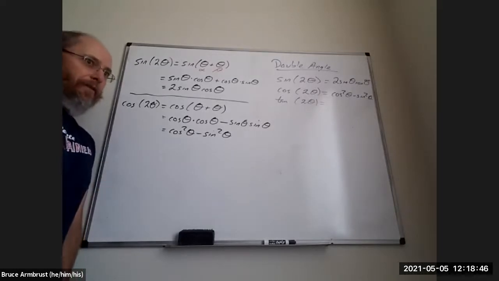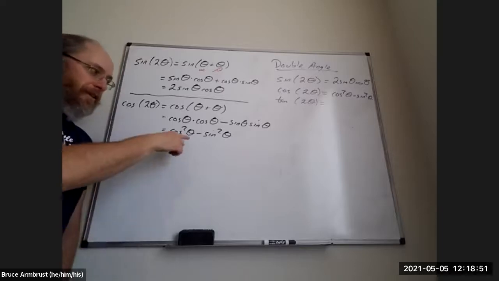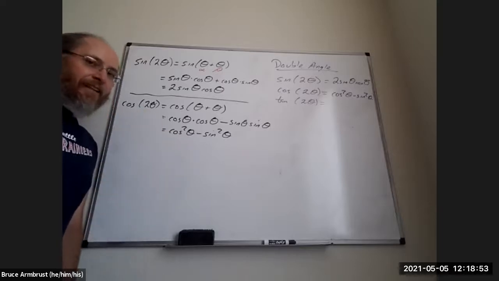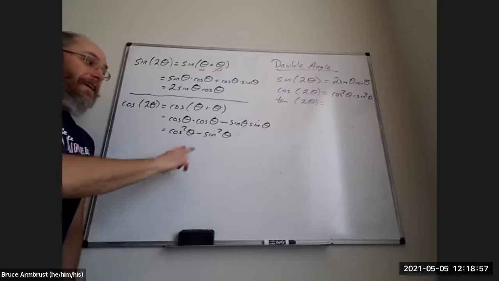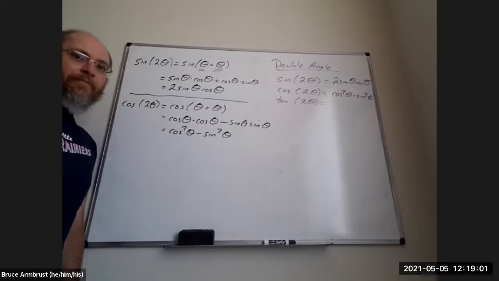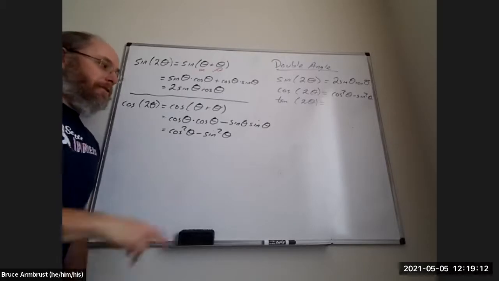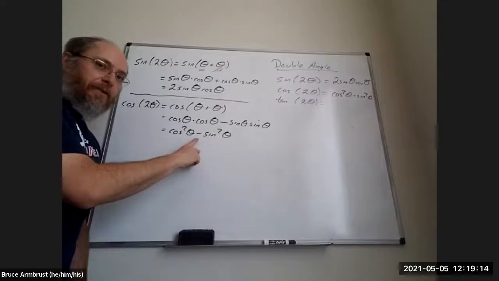I need to warn you about this one, because if you look at this one, this looks an awful lot like another one. What other identity have we seen that has something that looks a lot like this? Pythagorean. Yeah, think back to that Pythagorean. That was sine squared plus cosine squared equals 1. This looks almost the same, except there's a subtraction.